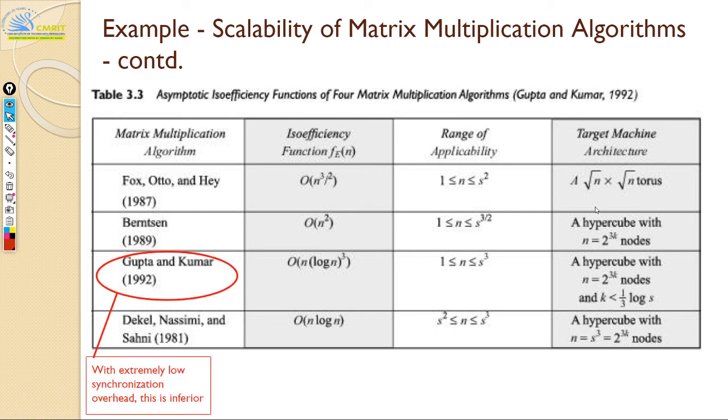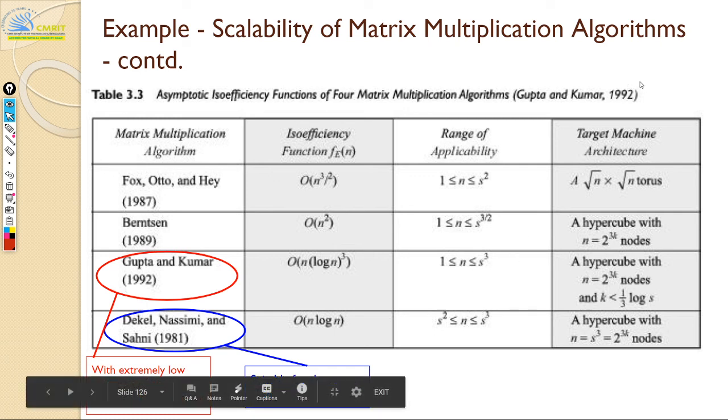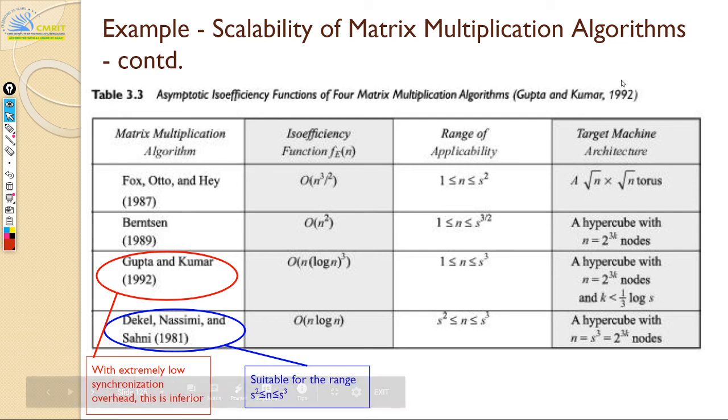What we can infer from this is that for Gupta and Kumar's algorithm, when you have extremely low synchronization overhead for your hardware, this algorithm does not perform well. So when you have low synchronization, it's not good to use this algorithm. However, for Dekel, Nassimi and Sahni, for the given range of n between s squared and s cube, this algorithm works best.